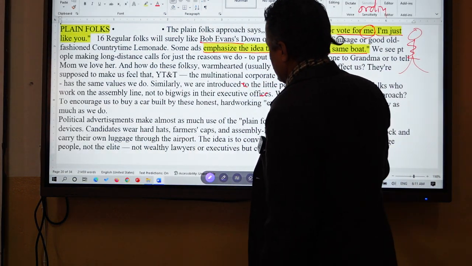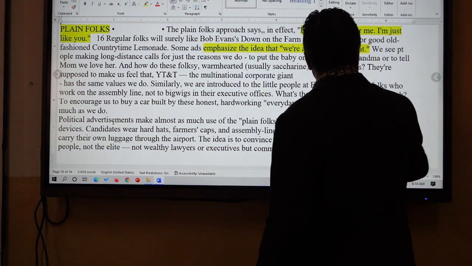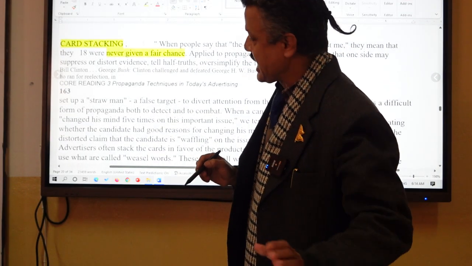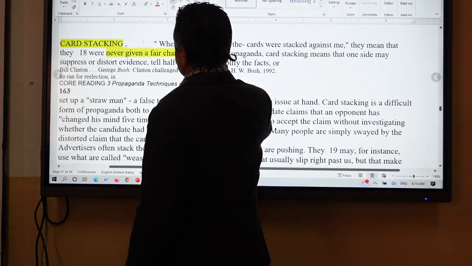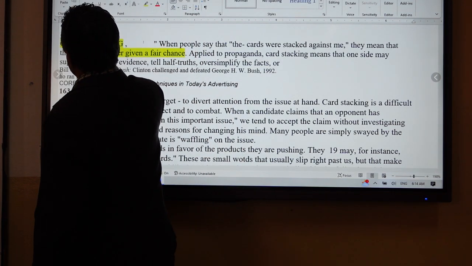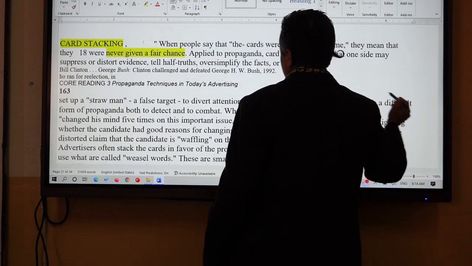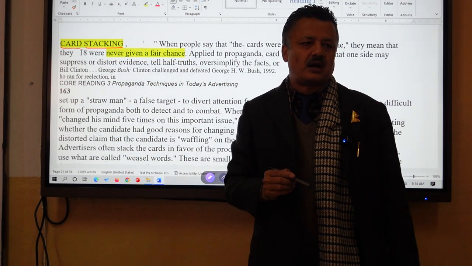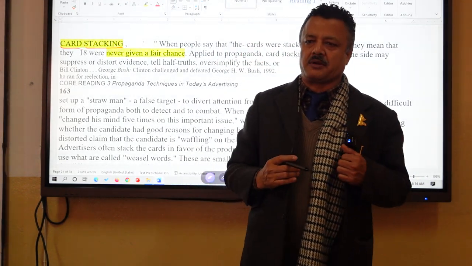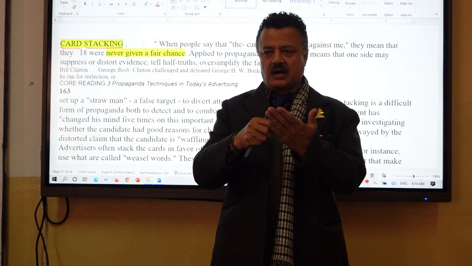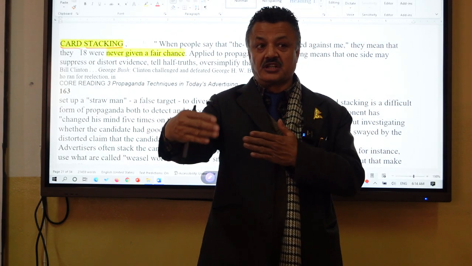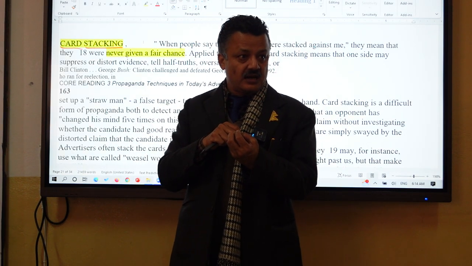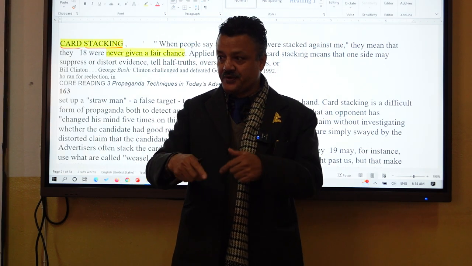Okay, so I'll move ahead and move to the next one now. Card stacking. When people know cards, I don't play card games. I don't play cards. But if you play cards, you might understand better. You stack the cards against your opponent to defeat them. When you play cards, you throw unnecessary cards and you pick up necessary cards and you arrange cards in such a way that you defeat the opponent, right?